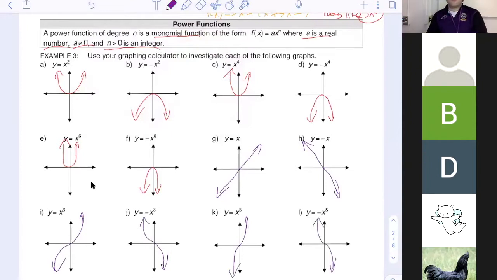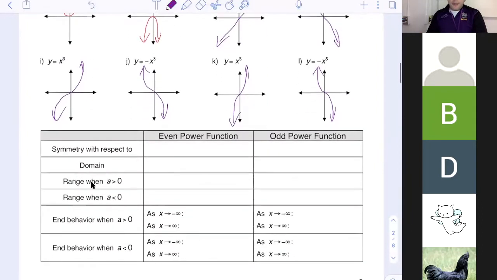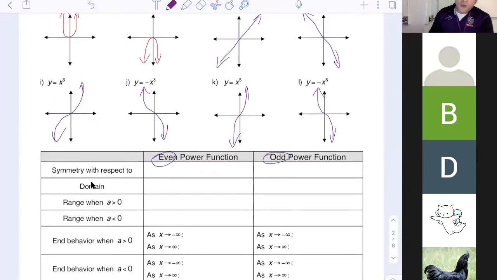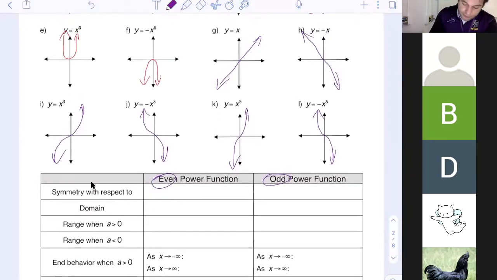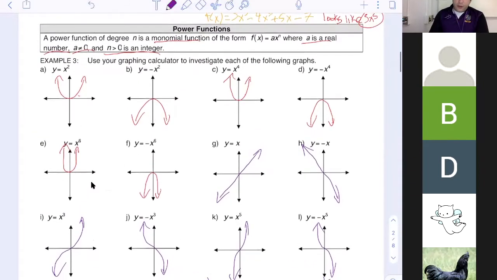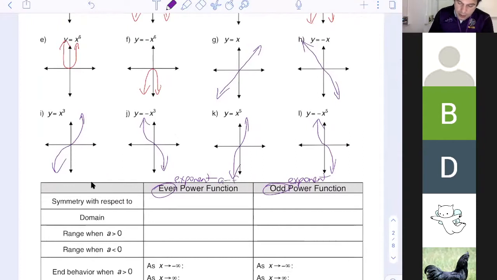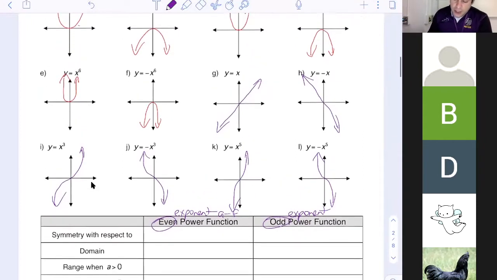All right, so now we're going to use these rough sketches to help us identify these. So we can separate our graphs into two separate kinds of categories: even power functions and odd power functions. So when we talked about the words even and odd, we're talking about the exponents. And the even power functions out of our graphs right here are a through f. And the odd power functions are the graphs g through l.